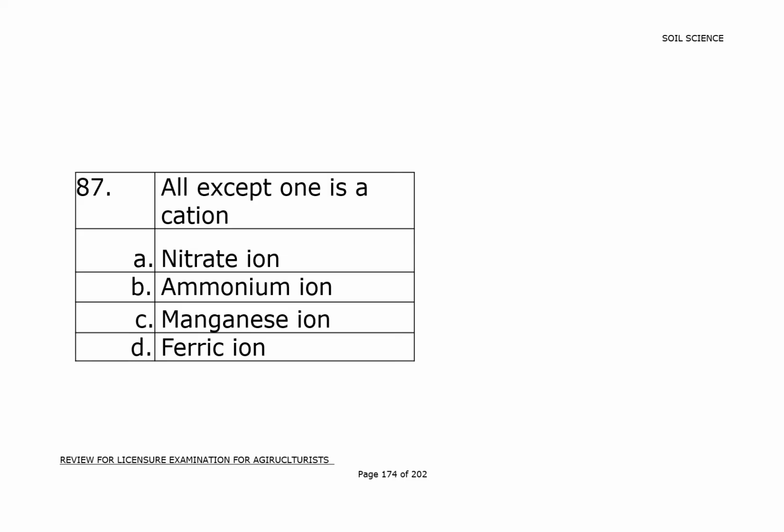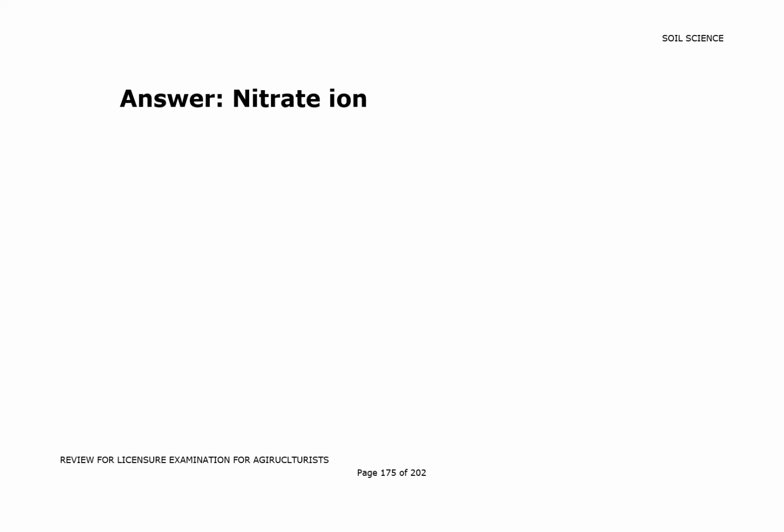Number 87. All except one is a cation. A. Nitrate ion, B. Ammonium ion, C. Manganese ion, or D. Ferric ion. The answer is nitrate ion.